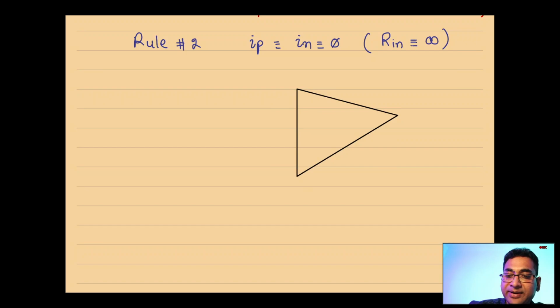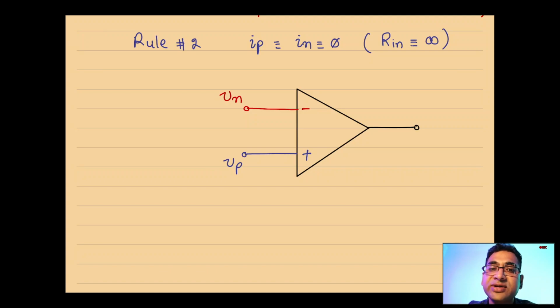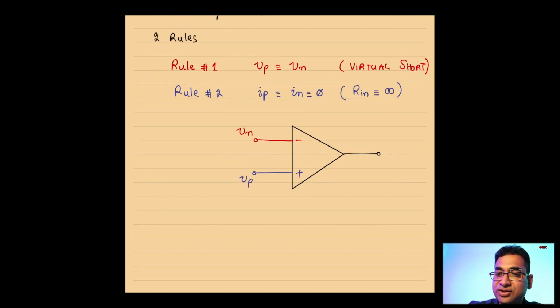Here is your op-amp. There are the two terminals. There is your negative terminal Vn, and there is your positive terminal Vp, and of course here is your output. I am not going to explicitly show the power supplies.